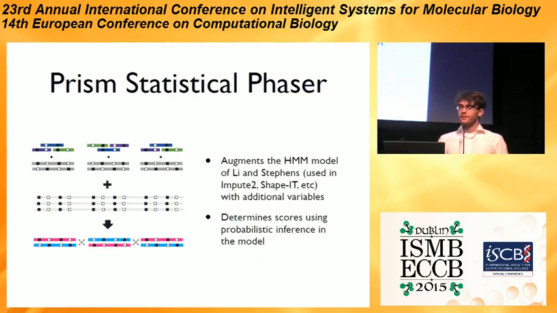More technically speaking, our method is based on the Li and Stephens HMM, which is also used in most existing phasing and imputation methods like Impute2, ShapeIt, MaCH, HappyUR, and others. And we augment this model with an additional set of variables that encode the phase of a block. And we determine the most likely haplotypes and the confidence scores using inference with belief propagation in this model, which is an algorithm that generalizes the Viterbi and forwards-backwards algorithms.